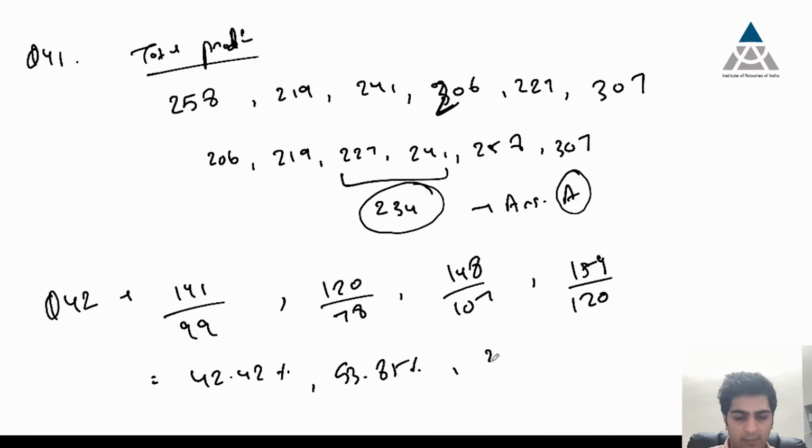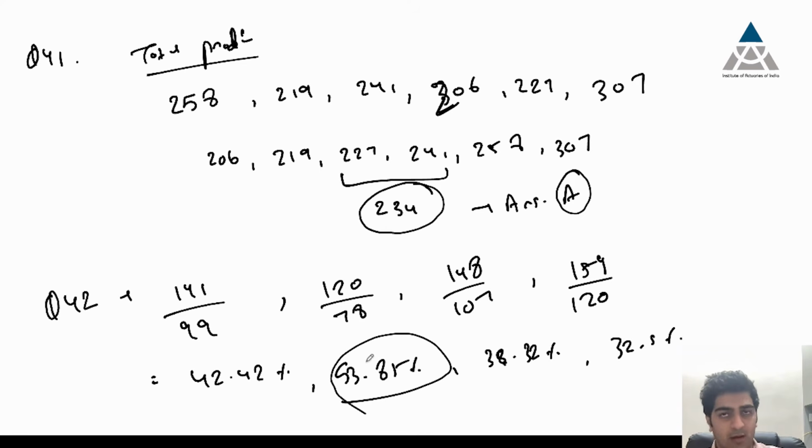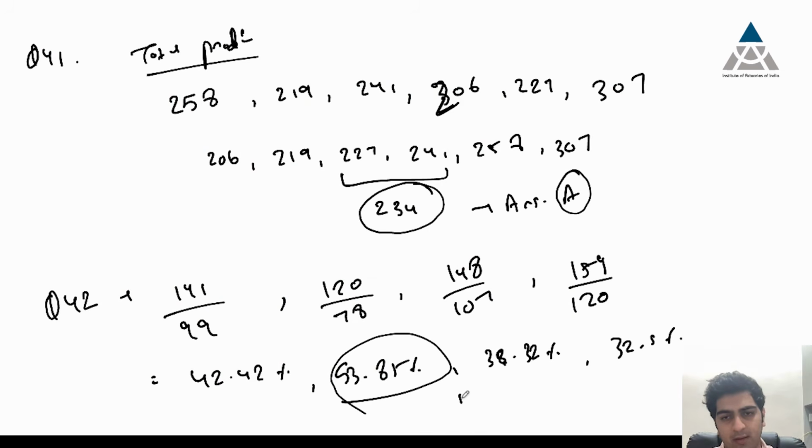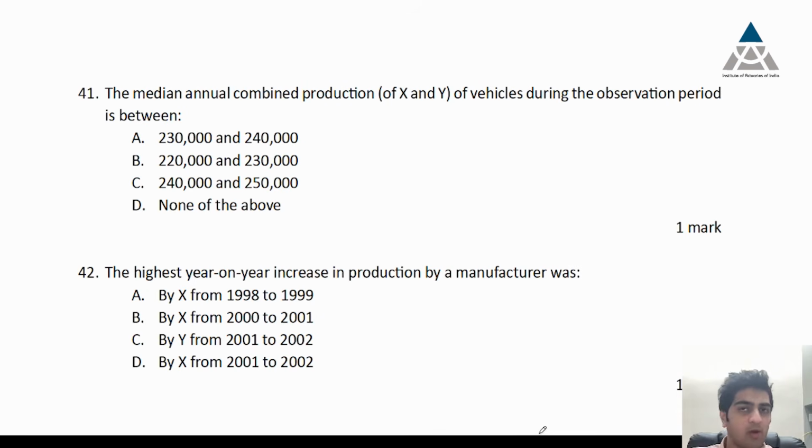So the third one is 38.32%. So again, definitely not high. And 159 by 120, the last one is simply 32.5%, which means that the highest growth is by far the second one, and the second option was X from 2000 to 2001. So you can simply say that the answer here will be B, which is of course the correct answer. So again, here you don't need to really calculate all the growth factors, just use the options that are given and then try to calculate, right?